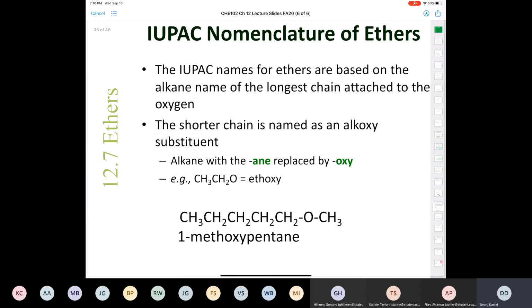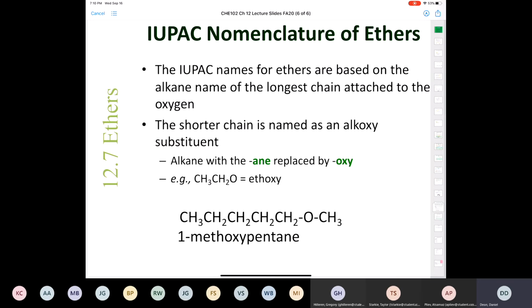All right, but when it comes to larger, more complex ethers, you're going to have to use IUPAC nomenclature. And the good news is that you can borrow some of the rules that you learned in alkane, alkene, and alcohol nomenclature. So here it is. It says the IUPAC names, or the International Union of Pure and Applied Chemistry names for ethers, are based on the alkane name of the longest chain attached to the oxygen. And then the shorter chain is called an alkoxy.